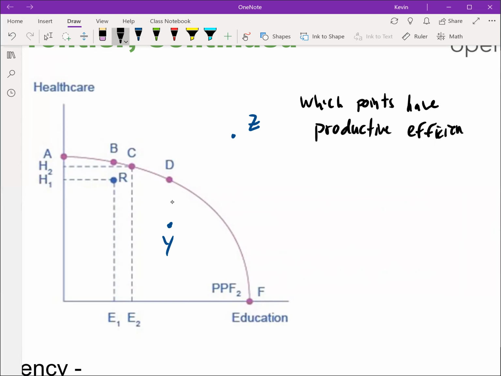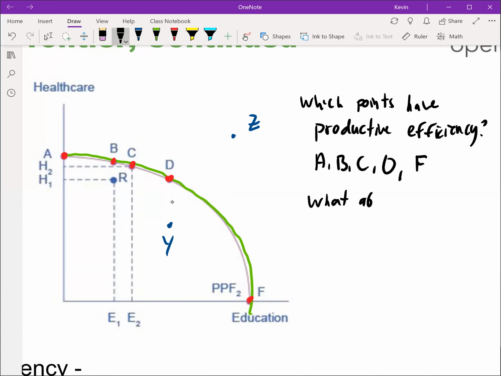And to answer this question, we're going to look for any point on the PPF. So our PPF, again, is right here that I'm highlighting in green. In this case, we have A, B, C, D, and F. So our points that have productive efficiency, again, A, B, C, D, and F. And we may ask also, what about the others?